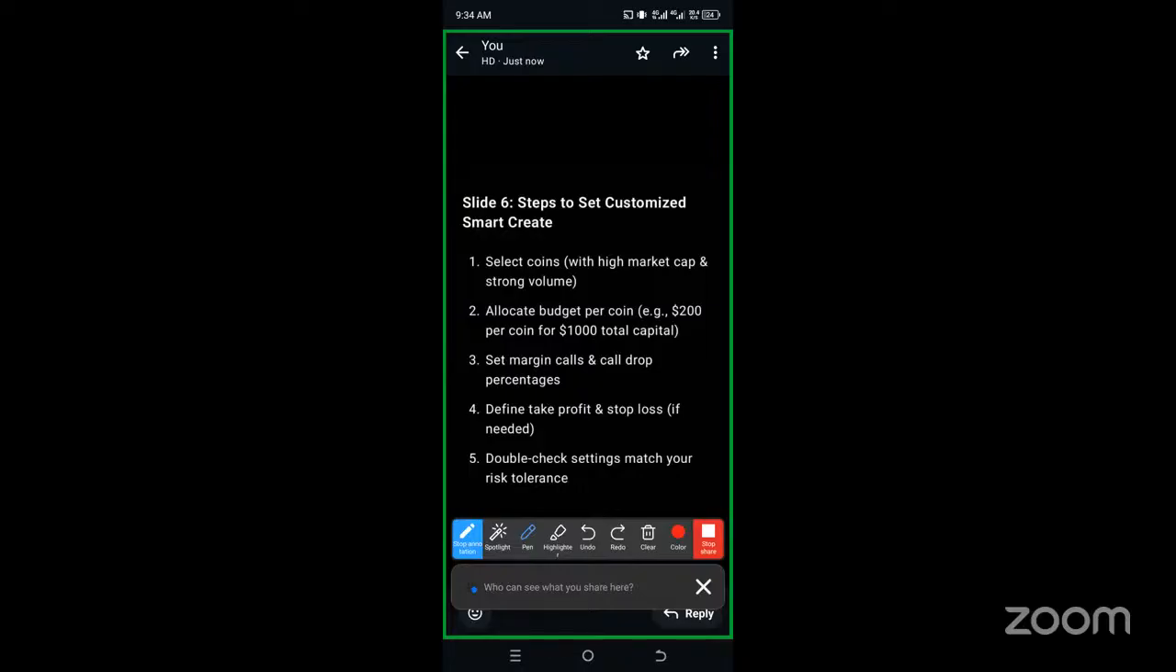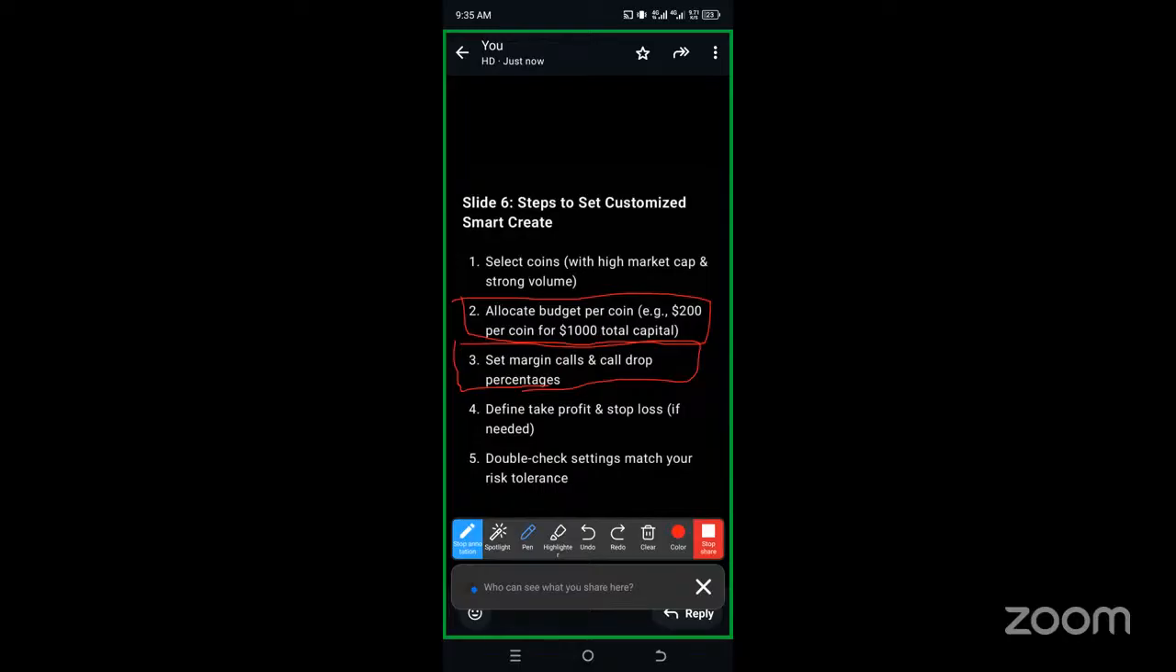So we are on this point that you allocate budget per coin, for example, $100 per coin for $1,000 total capital. Don't put $1,000 in one coin. Then number 3, set margin calls and call drop percentages. So if you use customized smart create, you are the one to set margin calls and call drop percentages. Then what do you follow when you are setting? Skills.